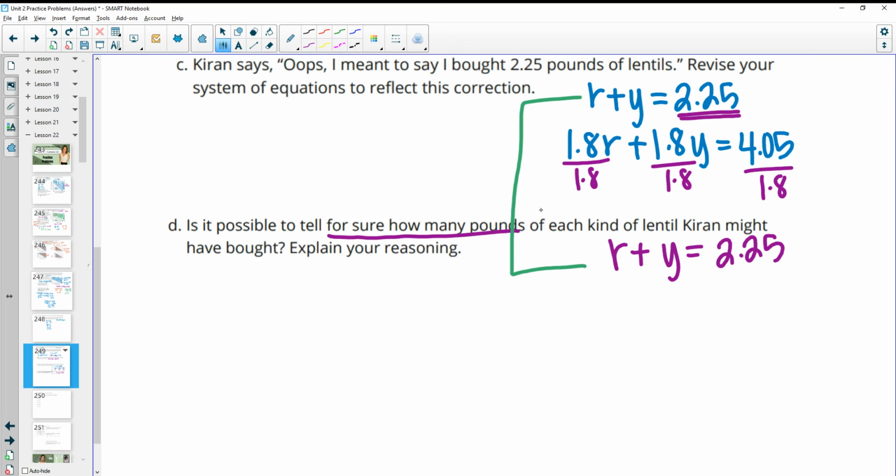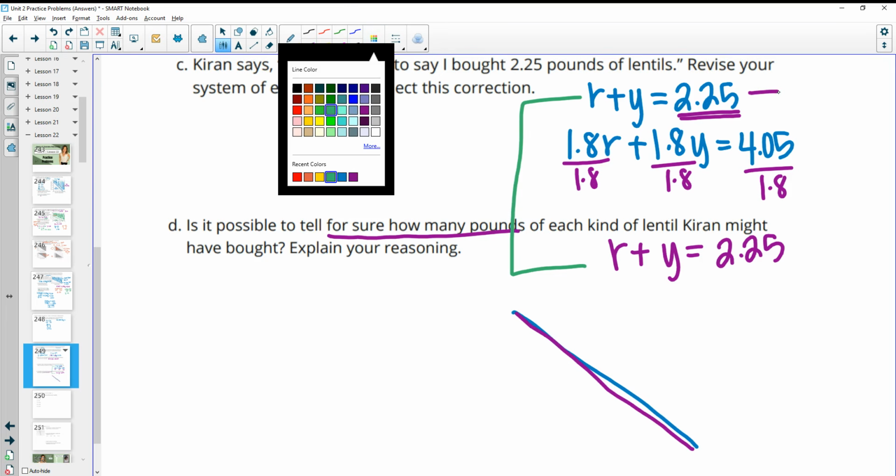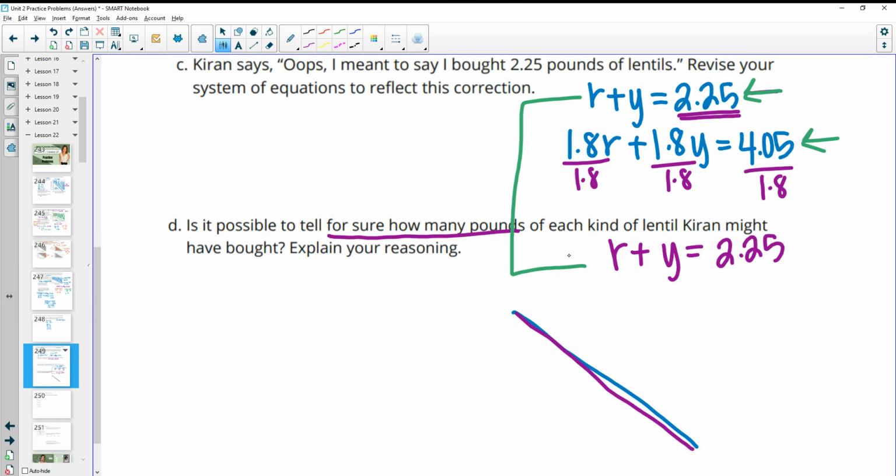So if we were to graph this line, okay, let's say that this is the first one. When we graph this second one, it's going to be right on top of it. So everything that's a solution to this top one is also going to be a solution here. And that's because they cost the same amount. So if he got 1 pound here and he got 1.25 here, it's going to equal out in both equations. If he got 2 pounds of the red and he got 0.25 pounds of the yellow, it's going to work out in both equations. So no way to actually find out there.